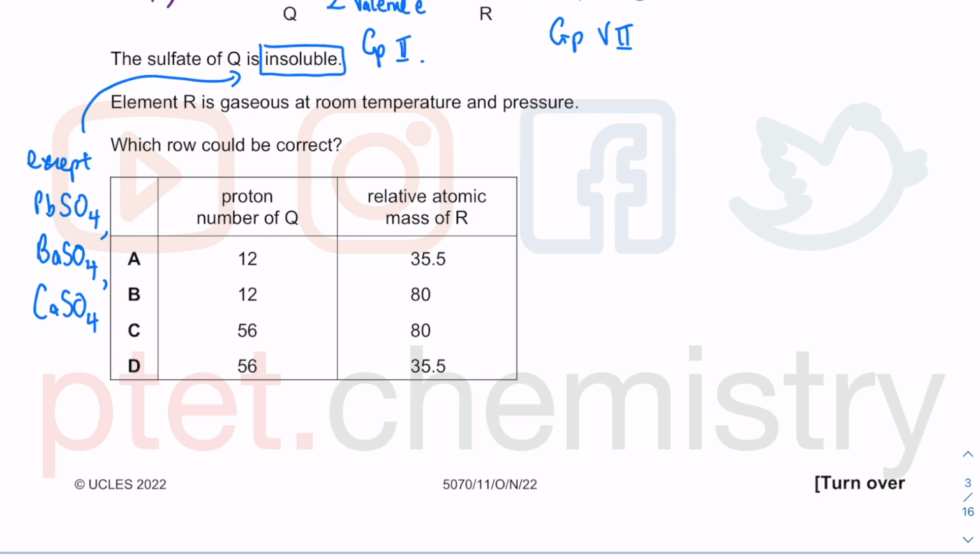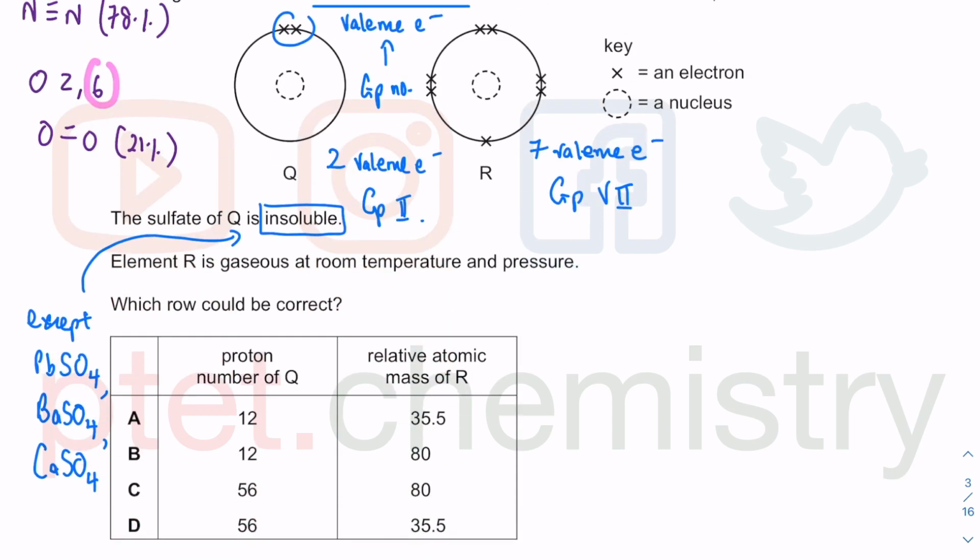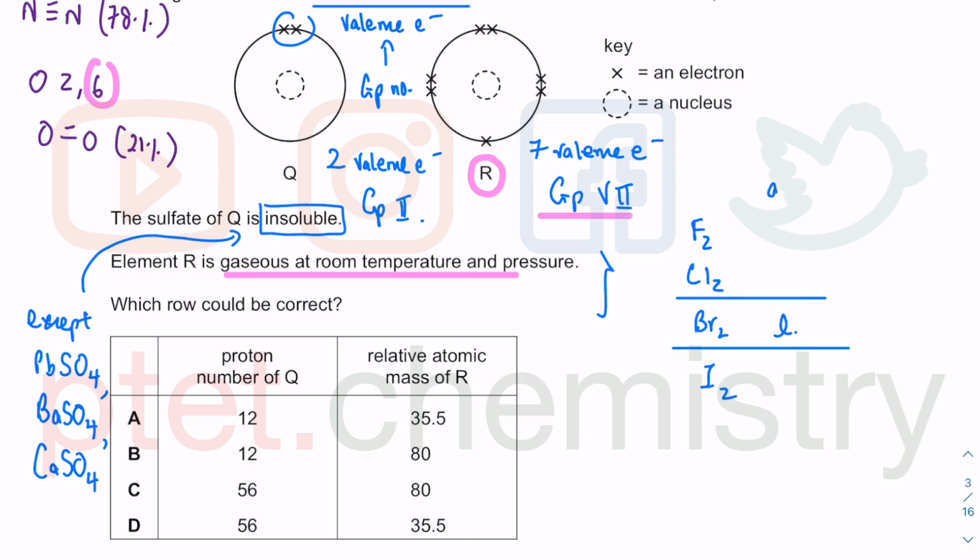This one says insoluble. This one also says element R, which is the group 7 one, is gaseous at room temperature and pressure. We know about group 7 elements, F2, Cl2, Br2, I2. So Br2 is a liquid at room temperature and pressure, as it is one of 2 liquids in the whole periodic table, the other one being metallic mercury in the transition metal series. I2 is a solid, these 2 are gas. Looking at these, we are looking at the relative atomic mass of R. So this is for one atom, not for the molecule. So this is how they exist as an element.